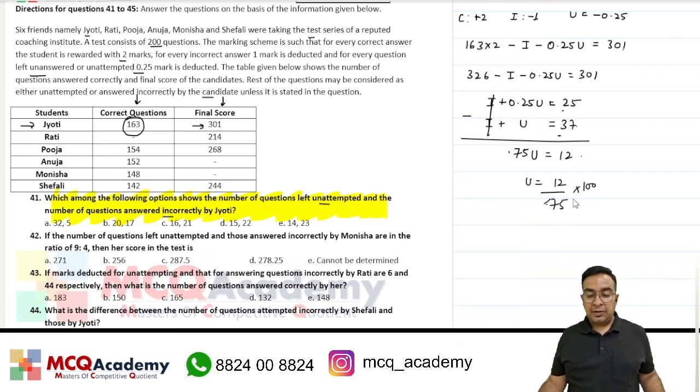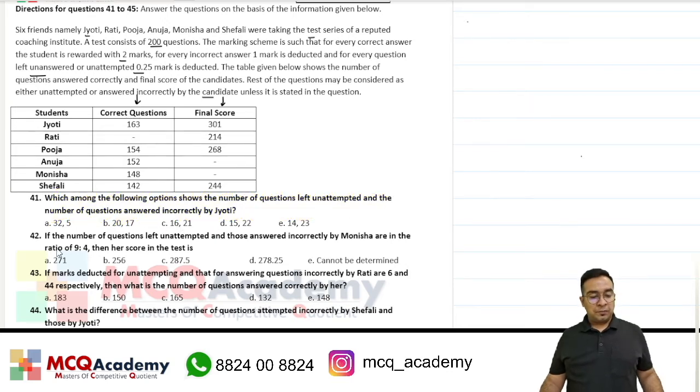डेसिमल हटाएंगे into 100, 25 3s, 25 4, so this is equal to 3 4s are 12, 4 4s are 16. So the number of questions unanswered is equal to 16, whereas the number of questions answered incorrectly will be the remaining, that is 21. Therefore you will mark C as the answer to this question.